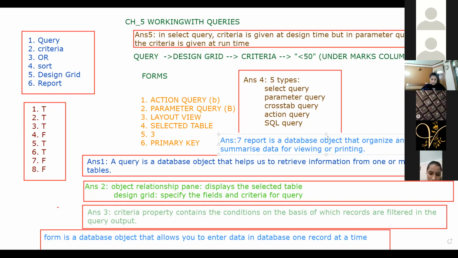Next part is how will you print the report? How will you print the report? What is the method for that? Click on the File tab, print option. Print report, the command is File tab, print option. File tab, print option. So clear?